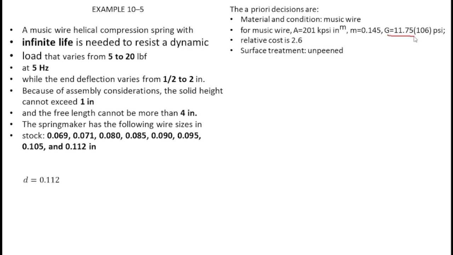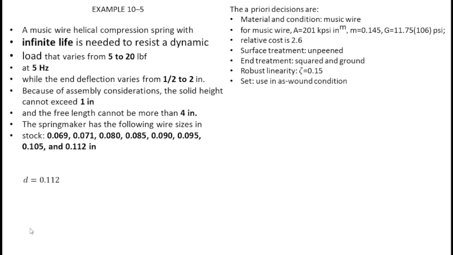Now these are the decisions that you will have to make, meaning whether you want to make a peened spring or unpeened spring. The strength of the peened will be greater than the unpeened. So here we have decided that our spring will be unpeened. Then we are going to make another decision, which is about the ends of the spring. We want to have a spring with squared and ground ends. The zeta value for this spring, we want it to be 0.15. The set will be as-wound condition, and then we have the fatigue factor of safety 1.5.